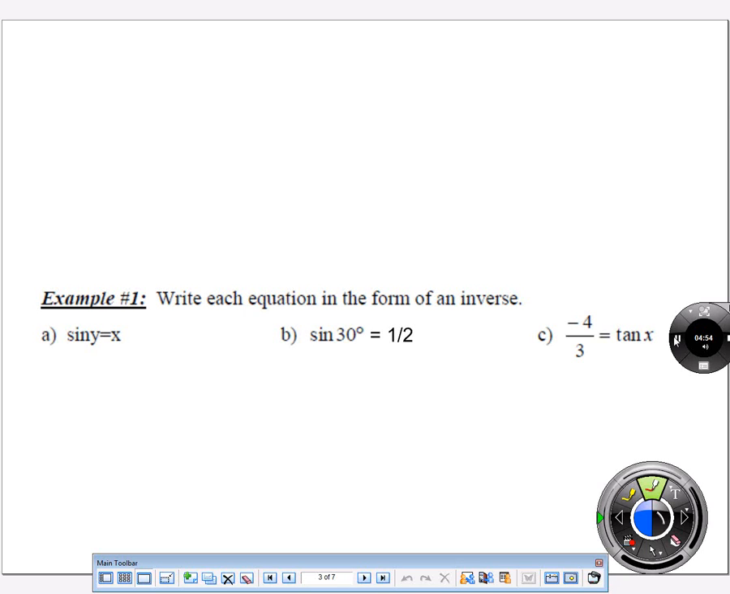Y is the angle and x is the side length. So we're just practicing kind of ordering things. So if we wanted to rewrite this question as an inverse question and not as a regular sine question, we would use sine inverse or arc sine, okay, because those both mean the same thing. Then you'd put something in here equals something on the other side.